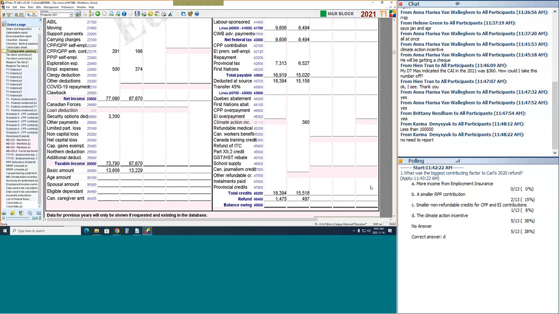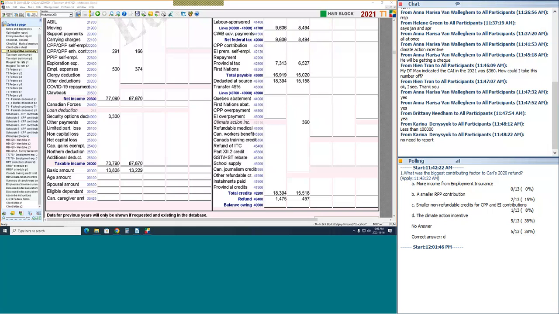What I'm going to ask you next is, what was the biggest contributing factor to her refund being larger in 2021 than in the year before? So there are several things that are going to make her refund bigger. What was the biggest contributing factor? All right, we're going to do a quick poll for that one. So did she have a larger refund because she had more employment income? Did she have a larger refund because she had more registered pension plan deduction? Did she have a larger refund because of the security options deduction in 2021? Did she have a larger refund because she had more non-refundable credits for CPP and EI? Or is it because of the climate action incentive?